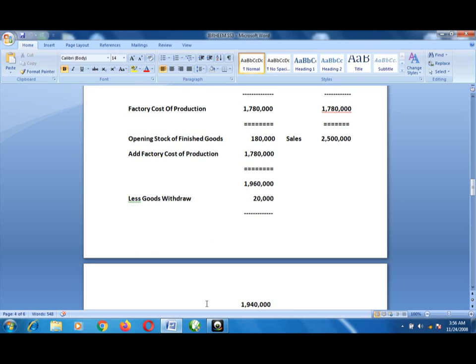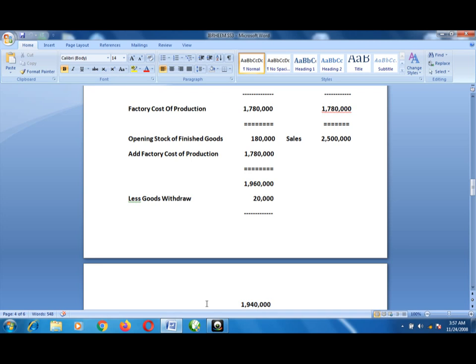The opening stock of the trading account, you are given the stock of finished goods at 31st December, 180,000. When you have the 180,000 and add the factory cost of production, which is 1,780,000, you add them together, and that will give us 1,960,000 naira. Remember, you are given the clause that the proprietor or the owner of the company withdrew 20,000 goods for personal use.